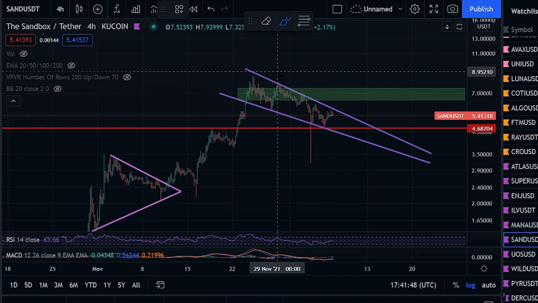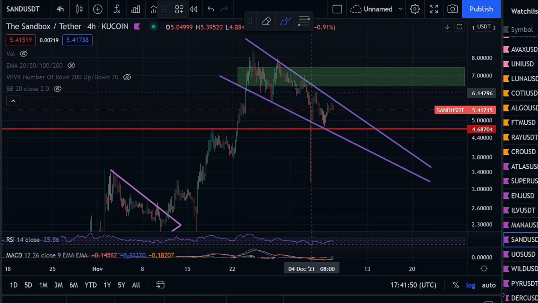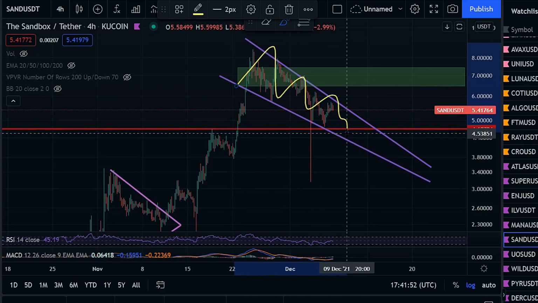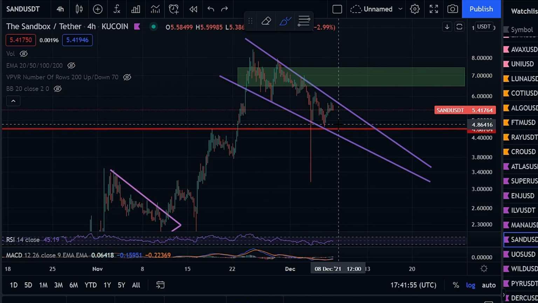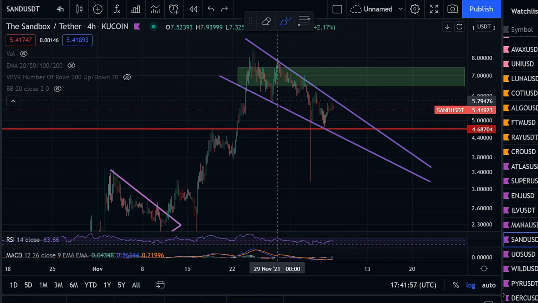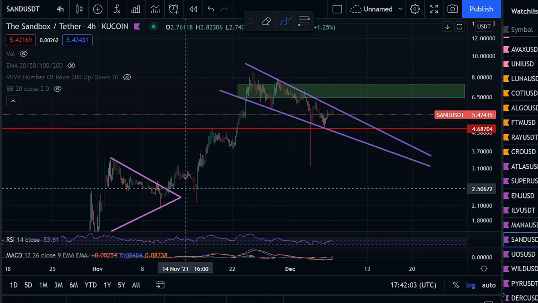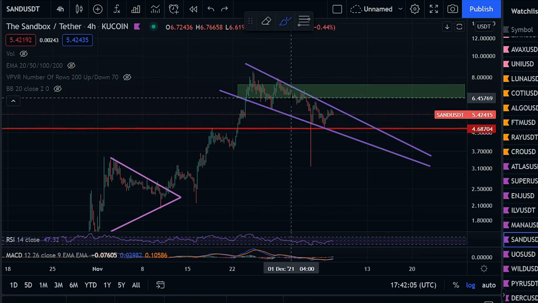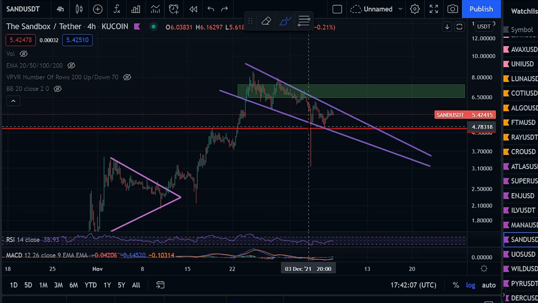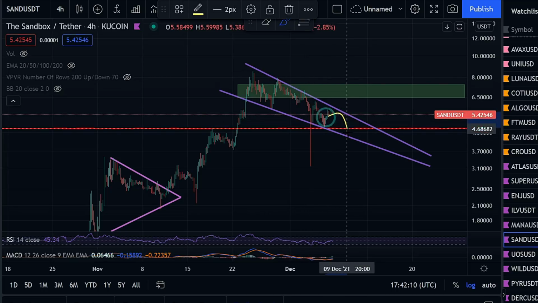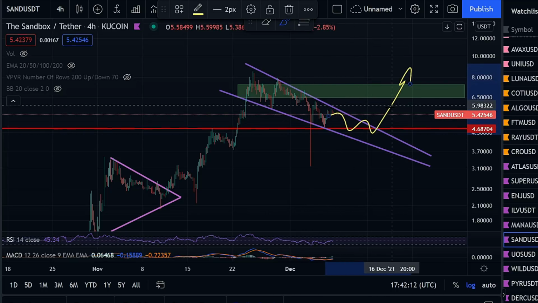What we're taking a look at with Sandbox today is the fact that we are still within our descending wedge. Realistically, there's really nothing too exciting to talk about once we see these descending wedges, because we're really just focused on waiting for that breakout. When we see these descending wedges forming off an uptrend, they have tendencies to make these moves to the downside before breaking to the upside.